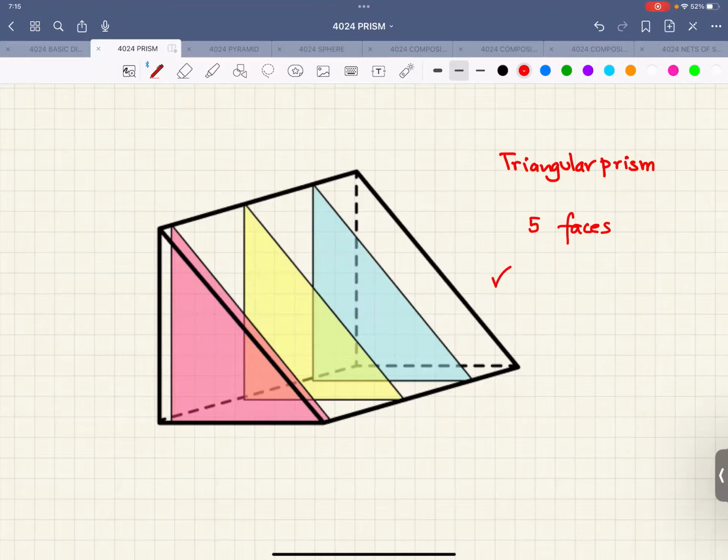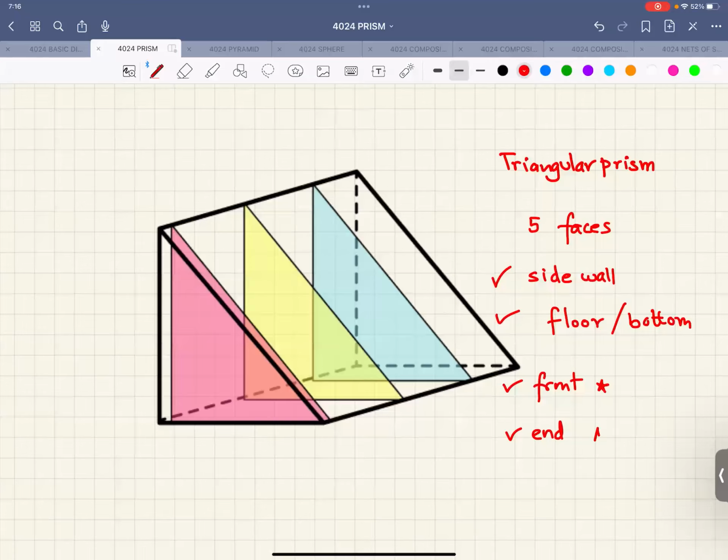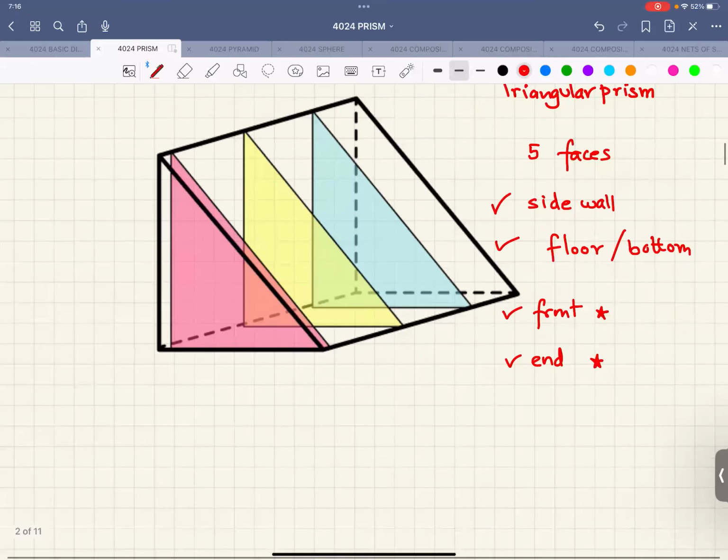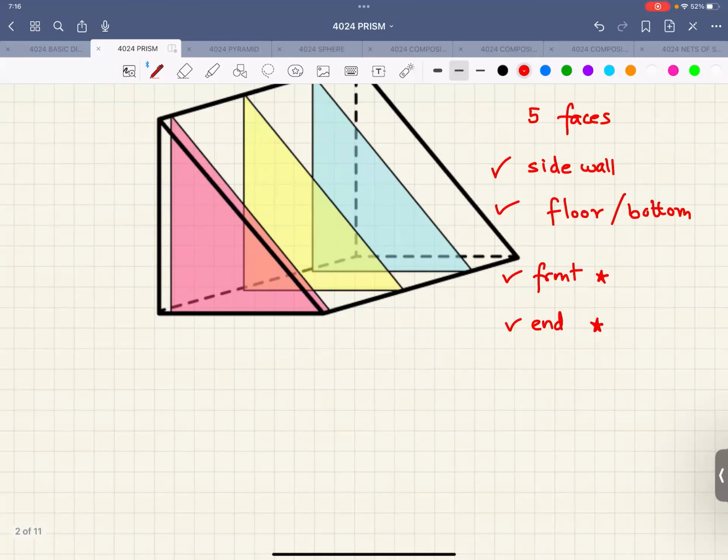There is the side wall. There is a floor or the bottom. There is the front and there is the end. These two are exactly the same because it has a constant common cross-section, and then there is a sloping face.